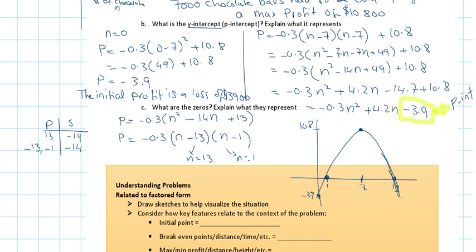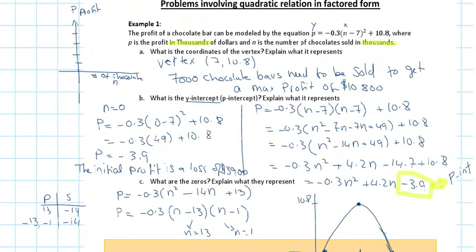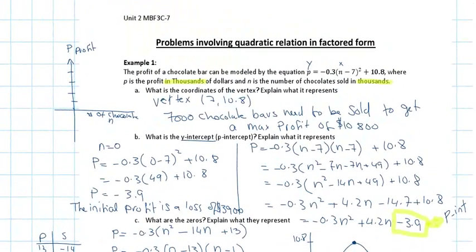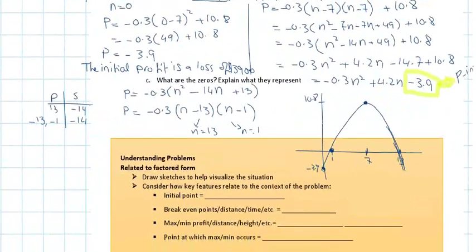Anything between 1,000 and 13,000, you're making a profit, right? Your profit is in the positive now. Anywhere in between 1,000 and 13,000. The maximum profit you're going to make is when you sell 7,000 chocolate bars. Okay? Make sense? All right.